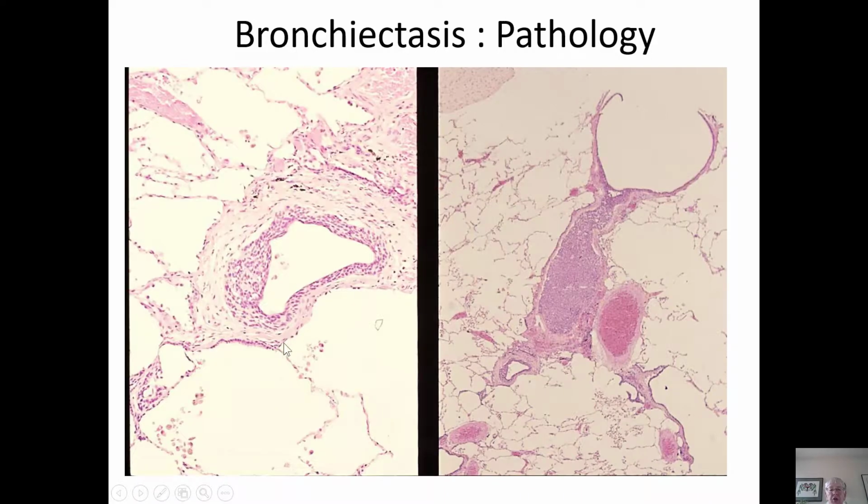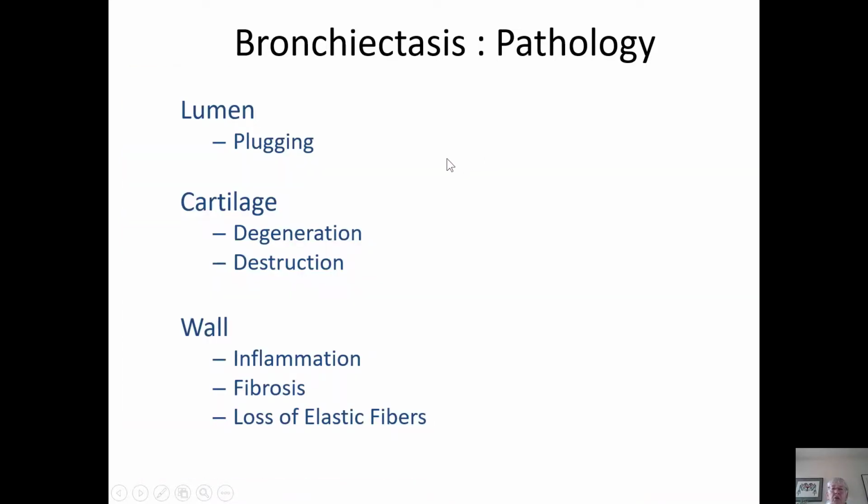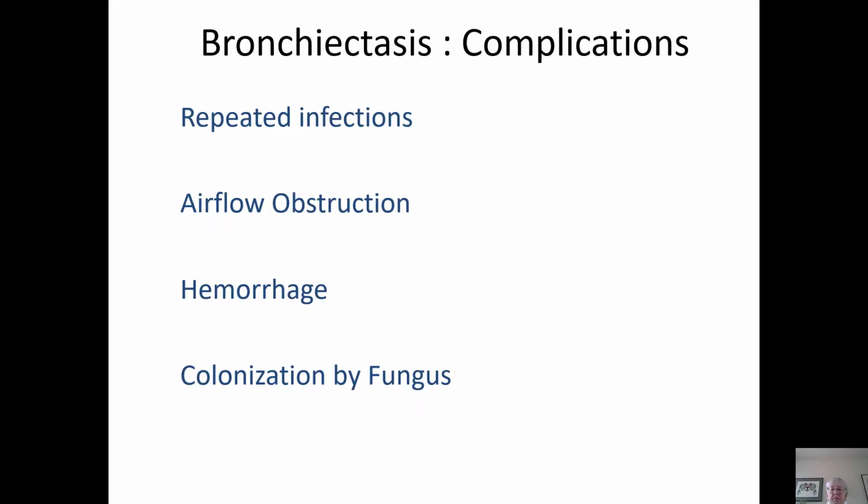These are illustrations of Kulchitsky cell metaplasia, and here are the neuroendocrine cells, which are hyperplastic and surround this small airway, and here they've actually formed a little tumor plug. Occasionally they can get large enough to be called carcinoids. So the pathology of bronchiectasis can be sequentially examined. So that there's plugging of the lumen of the airway, there's cartilage degeneration or actual destruction, and in the wall there's inflammation, fibrosis, and loss of elastic fibers. This is true regardless of the initial etiology of the bronchiectasis.